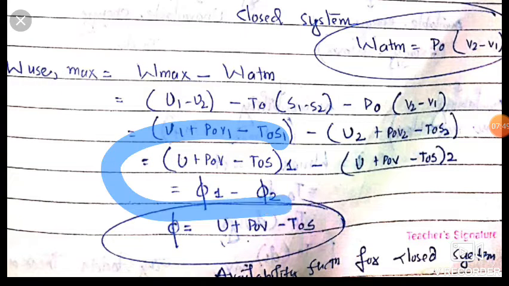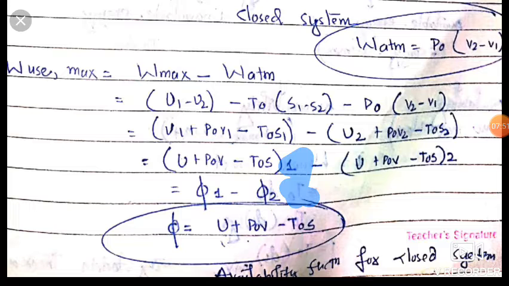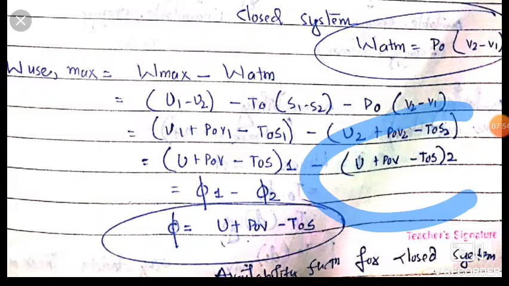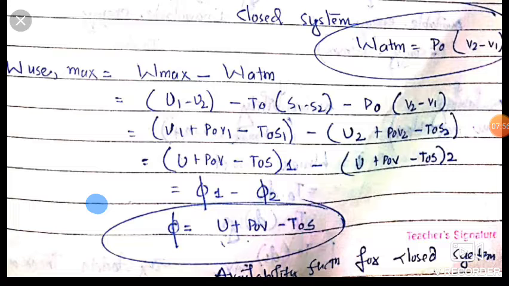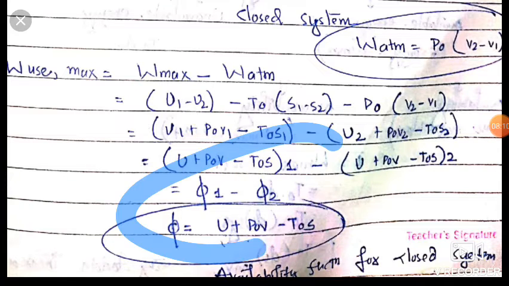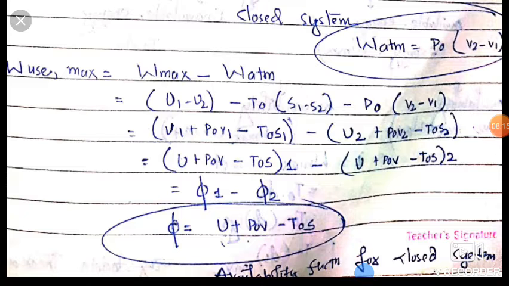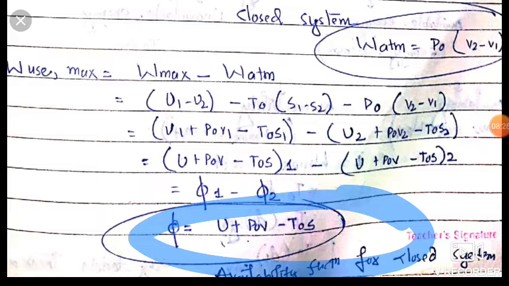And we are taking 1 outside. Similarly U plus P naught V minus T naught S and 2 here outside. So friends, U plus P naught V minus T naught S is considered phi 1, and this U plus P naught V minus T naught S is considered to be phi 2. It is phi 1 minus phi 2, and phi is equal to U plus P naught V minus T naught S. And friends, this phi is the availability function for the closed system.